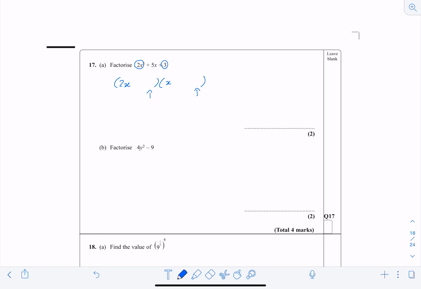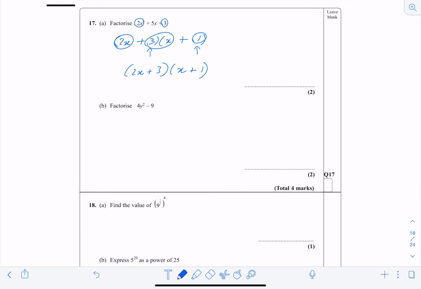So does the 3 go here, or does the 3 go here and the 1 go here, or the 1 go here and the 3 go here? Well, the easiest way to do it is just try a bit of trial and error. I can see pretty quickly that I'm going to get 3 and 1, because if I have 2x plus 1, times 1, I'm going to get 2x, and then the inner ones are going to be 3 times x, which is 3x, so I'm going to get my 5x. So my answer is (2x plus 3)(x plus 1).